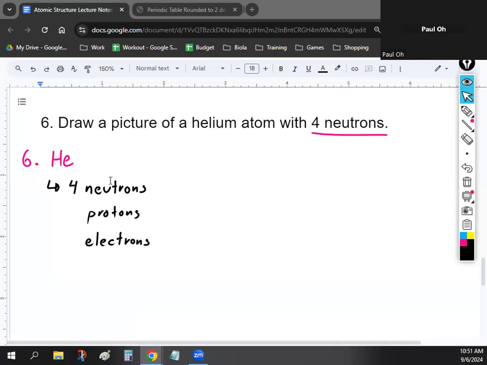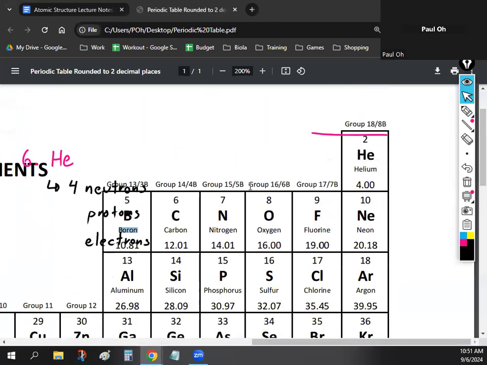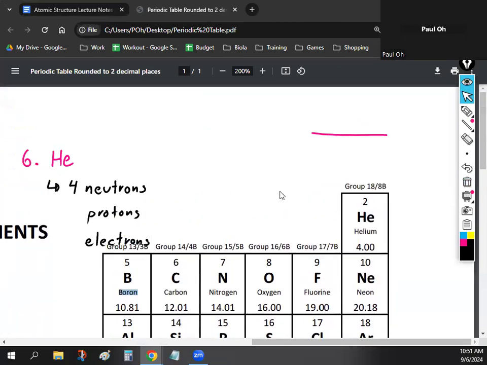Alrighty, guys. Let's check the periodic table. If you look for helium, which is He, it's right here on the very top. If you take a look at helium, the number on top of the box is 2. That means helium has 2 protons. If you got that, great job.